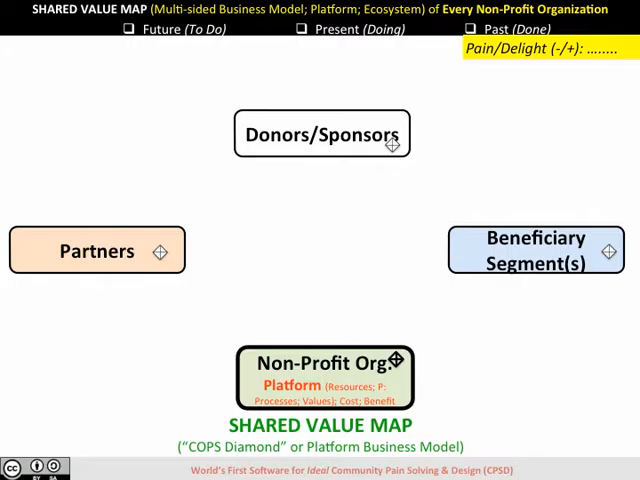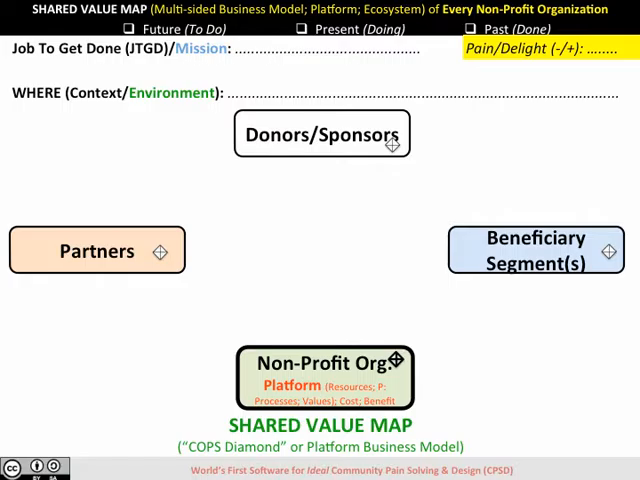Another thing to note is that a non-profit organization inherently is a platform because they don't generate revenue, and their source of income is from donors, which they use to provide goods and services to beneficiaries. So they are inherently platforms. So in the case of a non-profit organization, we call the C.O.P.S diamond a shared value map.